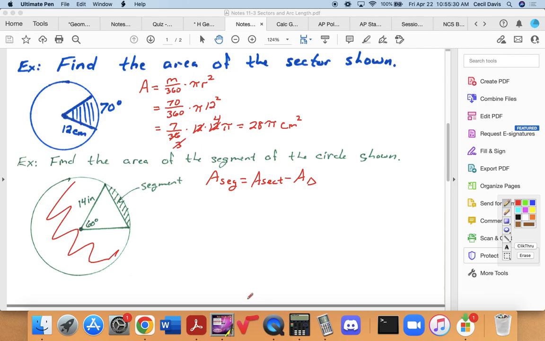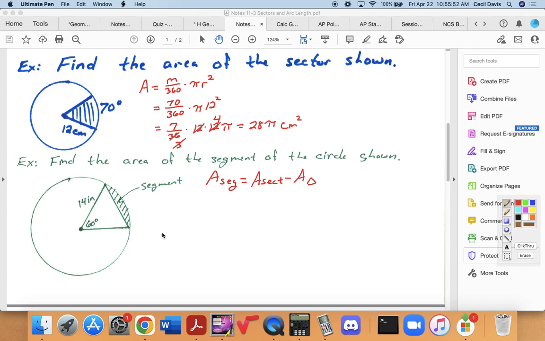Isn't the sector the shaded part though? No, the segment is the shaded part. So the triangle, well, so the what is the sector? The segment plus the triangle is the sector? Yes. Okay.